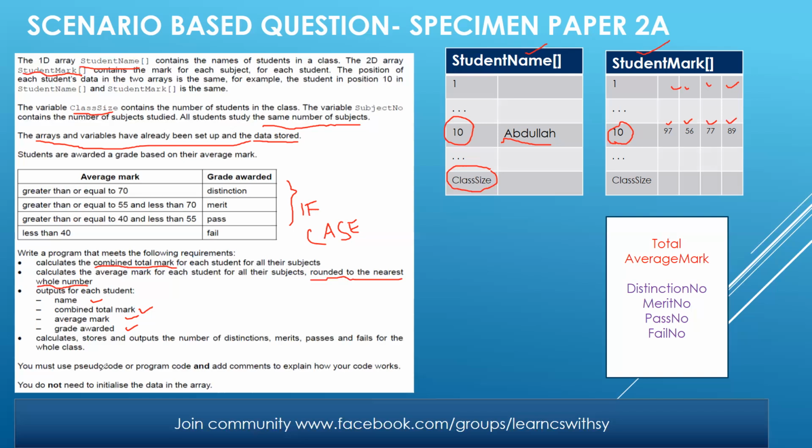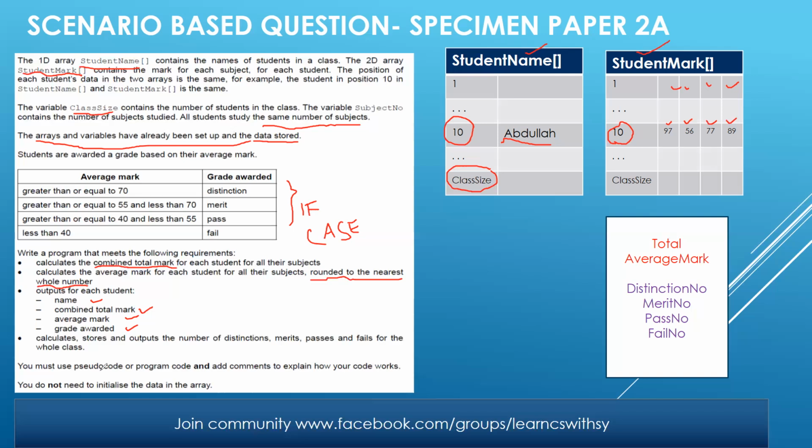But remember, there's no computer available, so you have to have a very good grip so that no mistake is made in your program code. You do not need to initialize the data in the array. Now, this is what is given: do not initialize the data in the array. The data is already being stored. Any questions in this whole discussion? Are we all clear?